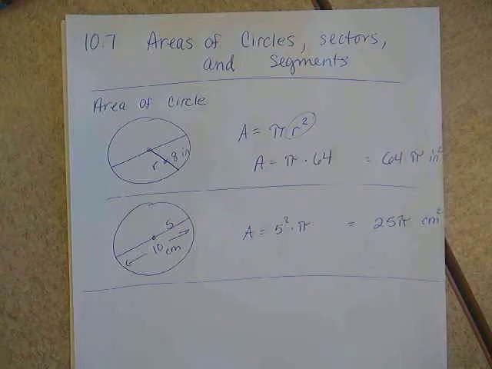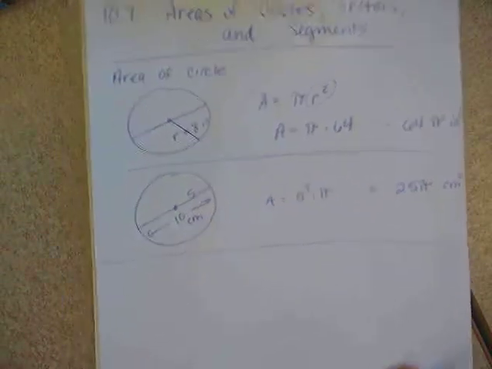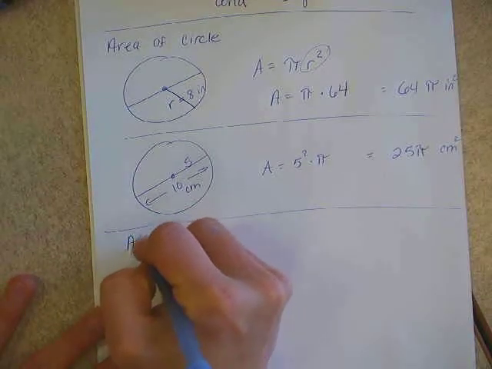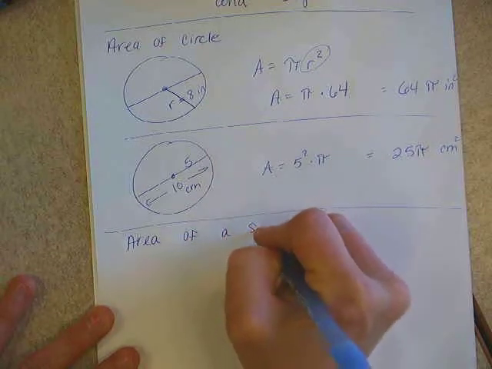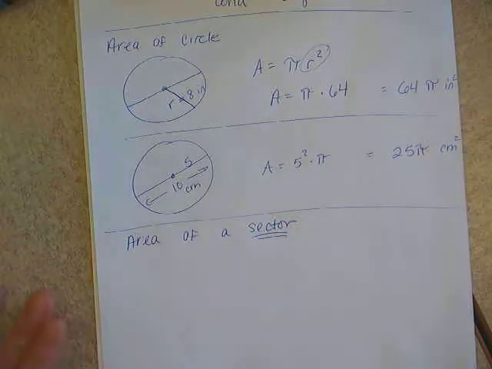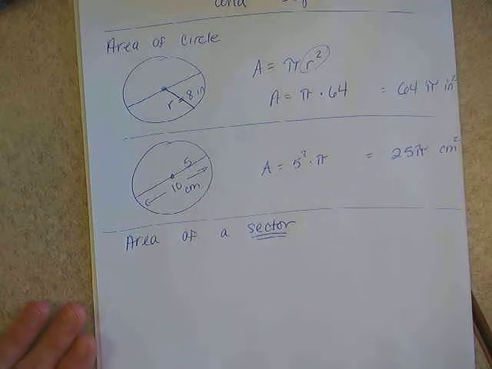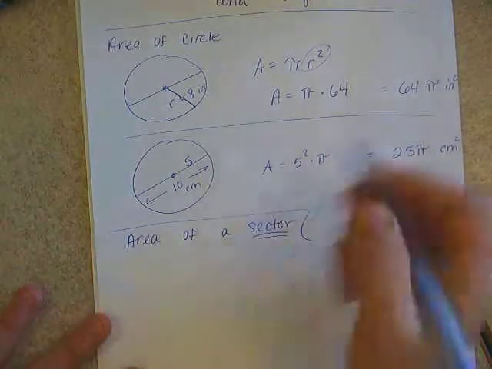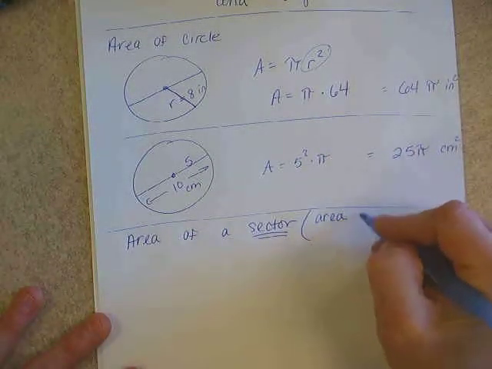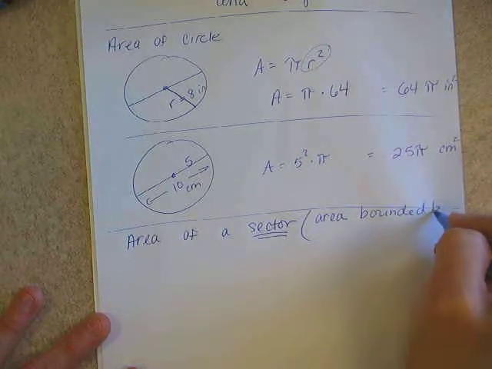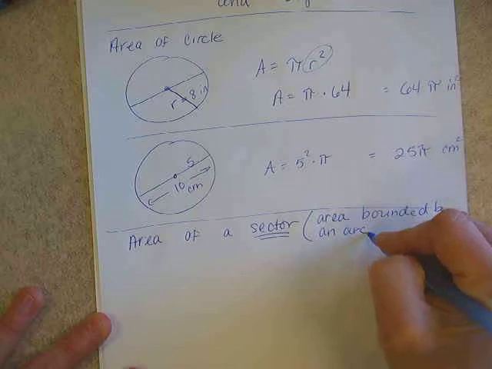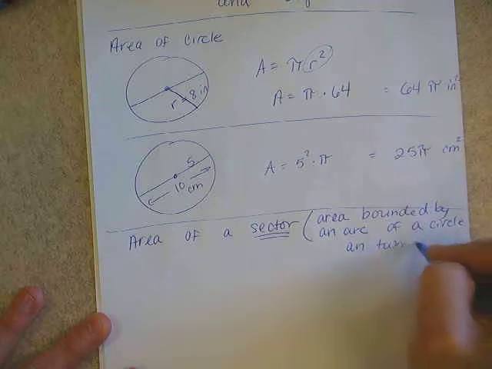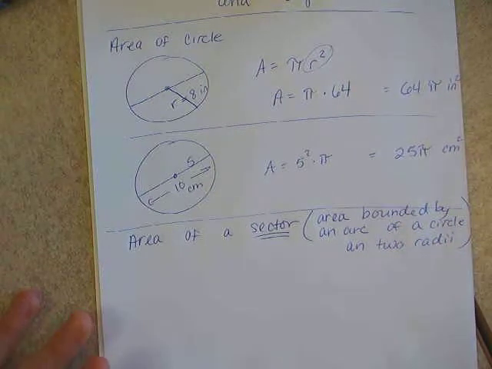This shouldn't be any big revelation because you guys have done area of a circle several times before now. Okay, but the reason we need to review this is because when we want to talk about the area of a sector, okay, sector is probably not familiar vocab to you. A sector is the area bounded by an arc of a circle and 2 radii.